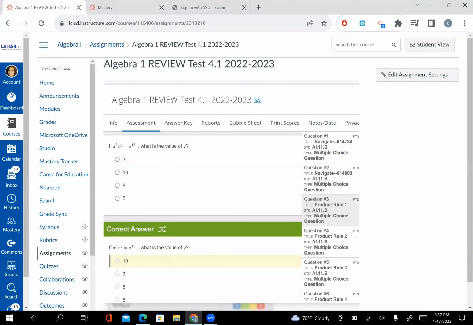All right, so this next question here, it says, if we have x to the power 5 times x to some power of y, and that equals x to the power 15, what is the value of y? So they're basically asking us, okay, we know we're multiplying these two things with x's, so when we multiply them, we have to add their exponents. So 5 plus what is 15? Well, we know that that question mark has to be 10. So our answer would be 10.